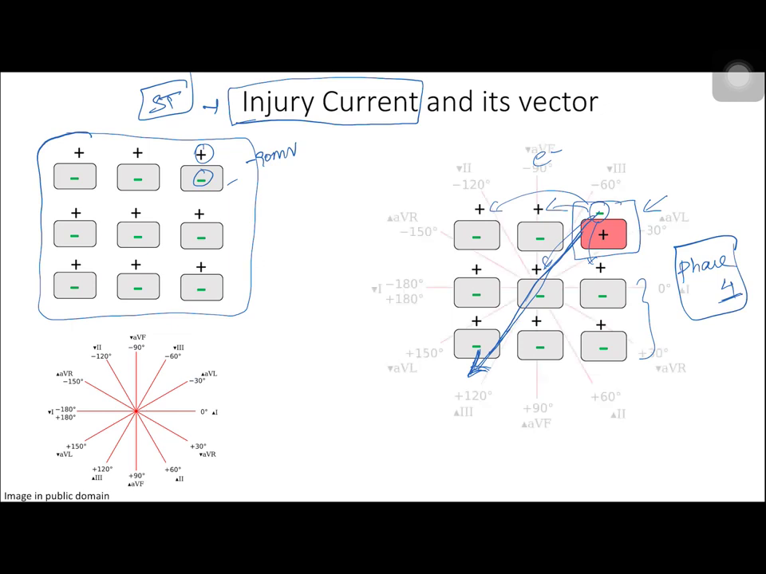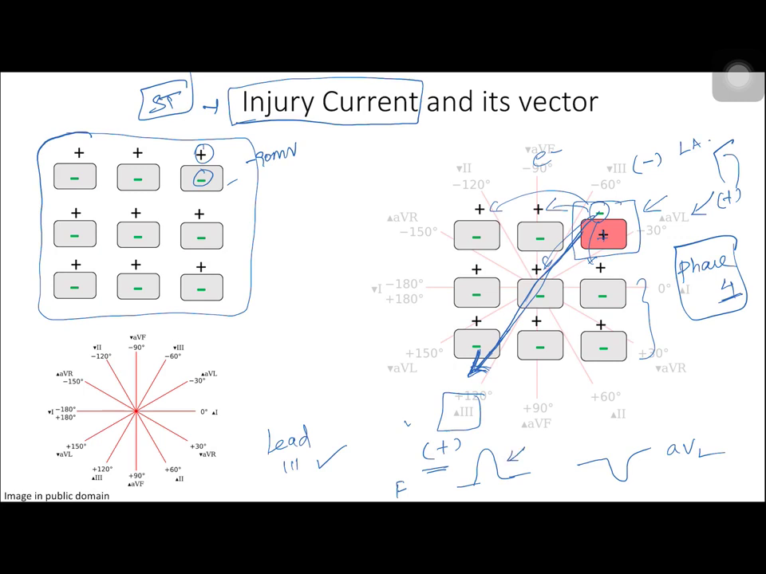So this current, if it is recorded in an electrode, for example, if it is recorded in lead 3, which has a positive electrode in the foot and a negative electrode in the left arm, in this condition, the injury current is flowing in the same direction as lead 3. So it is going to record a positive wave. Whereas if we record the same injury current from AVL, where the positive electrode is in the left arm and the negative electrode is in the center of the heart, the vector is going in the opposite direction from the positive. So this is going to develop a negative wave if we record the same event from AVL. So though the injury current is the same, the direction depends upon from which lead we are recording it. So let's move on to apply this to the ST segment and see what happens.